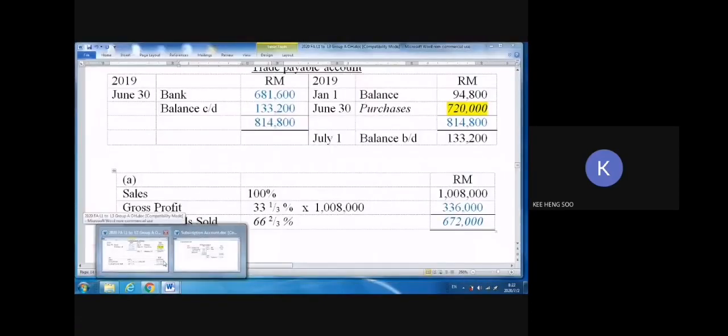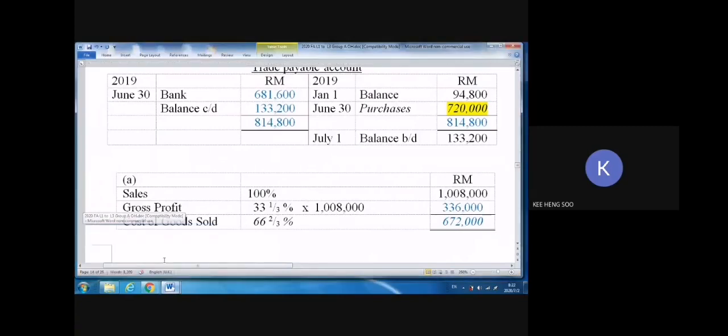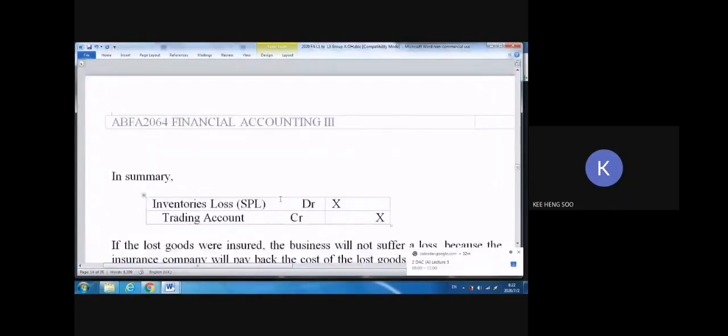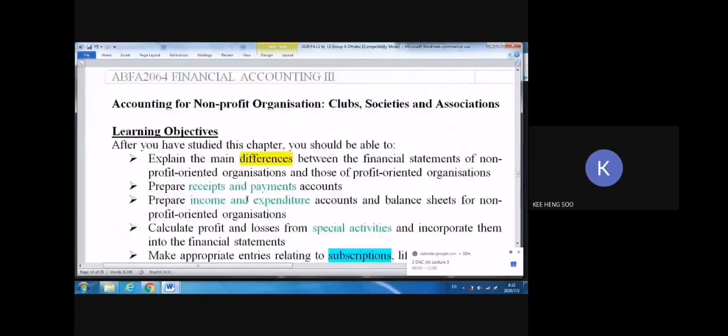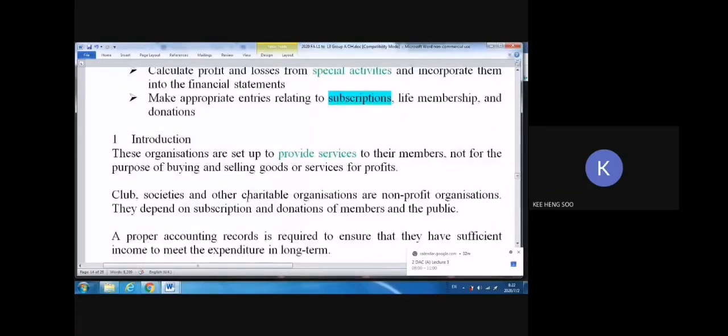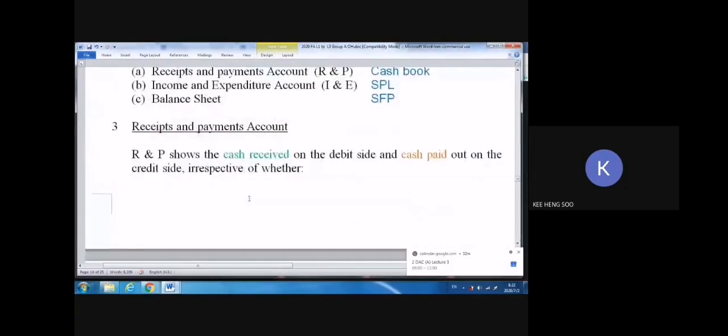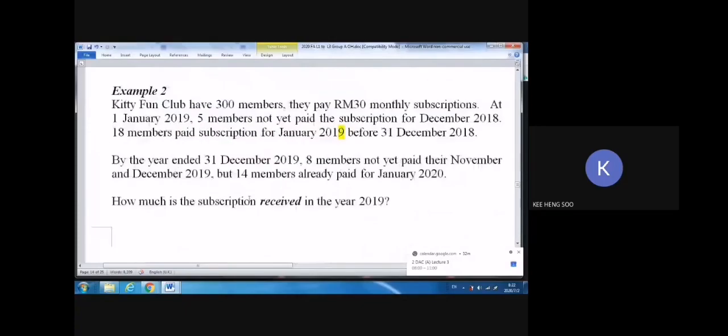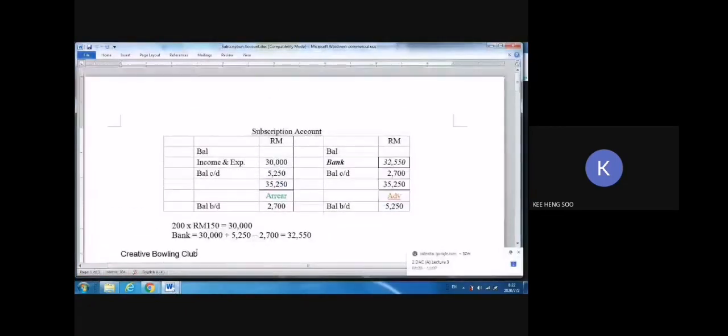So come back to here, this lecture note. I want you to know your exam and coursework questions: Question 1 is on e-commerce records. Question 2 is non-profit organization. Last week I already discussed with you this subscription account. Bear in mind, this subscription account is a very popular question. I think I showed you this ledger before. Okay, I showed you this subscription account before.